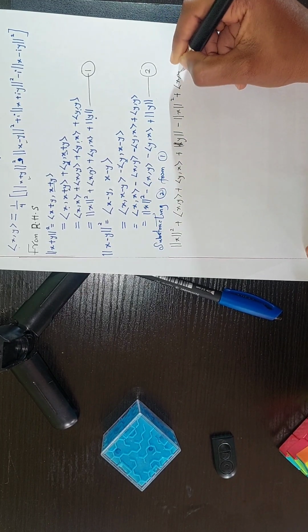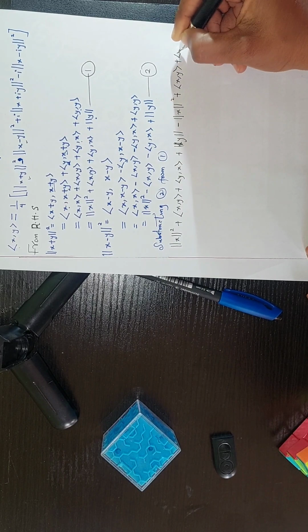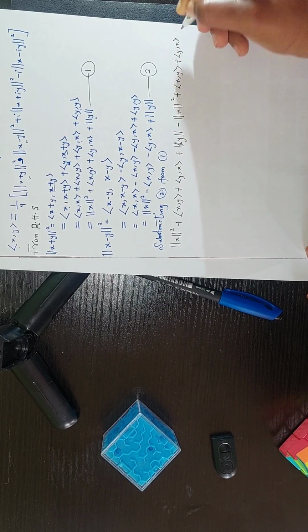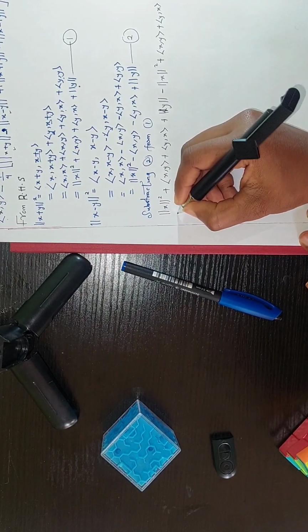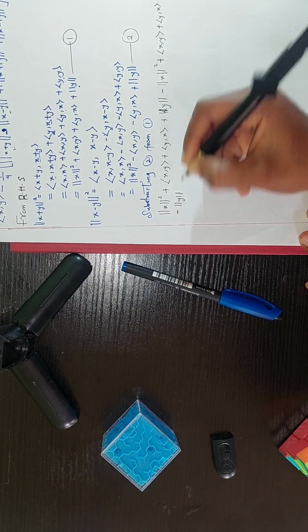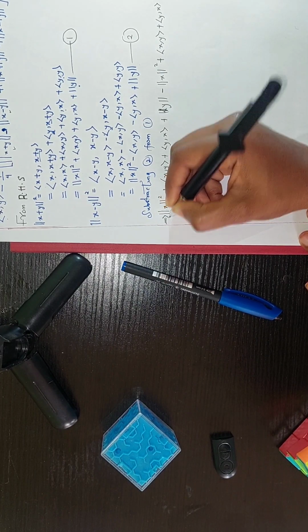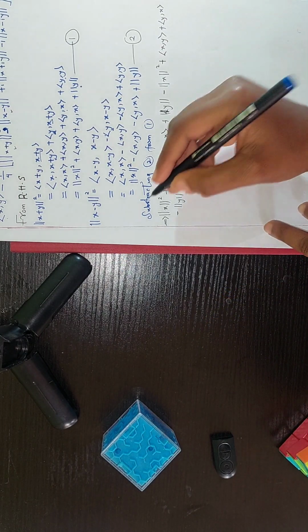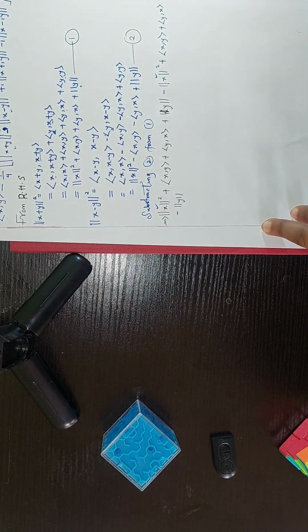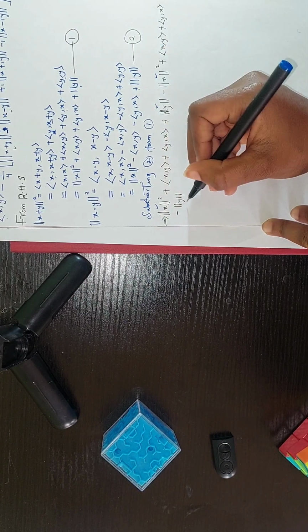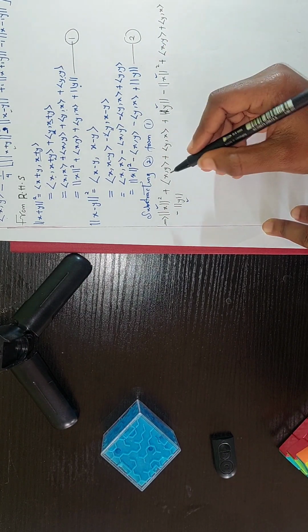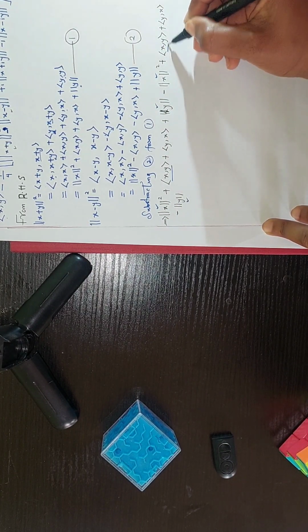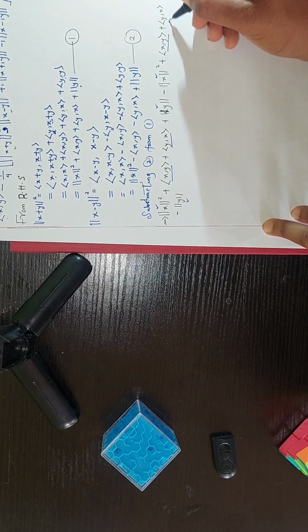Plus inner product of x comma y plus inner product of y comma x, then minus norm of y. So let me just do this. Notice that this and this will go away, this and this will subtract. Similarly, this and this will go. So I have this, this, this, and this left.